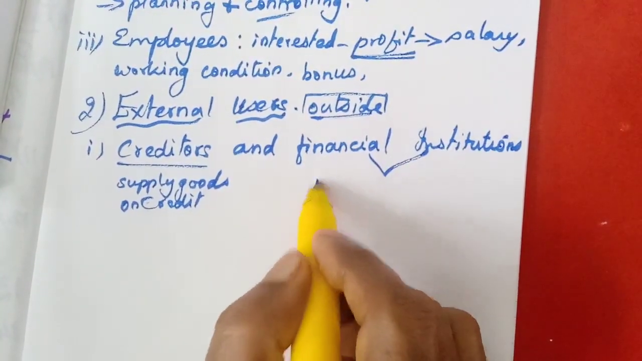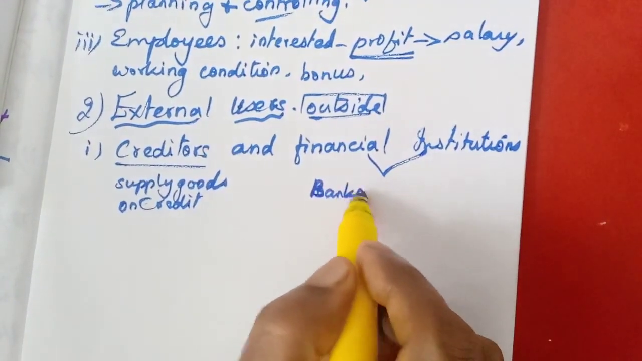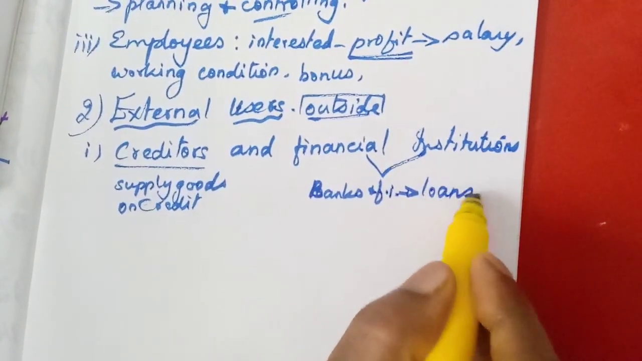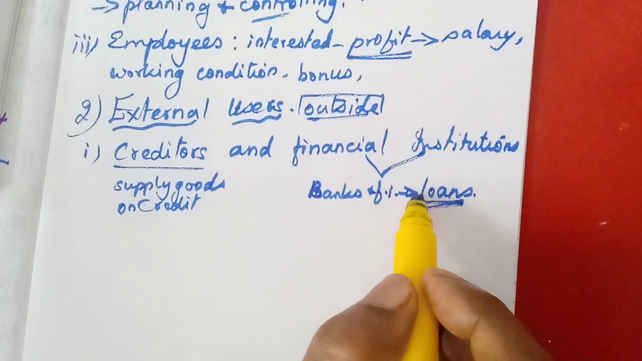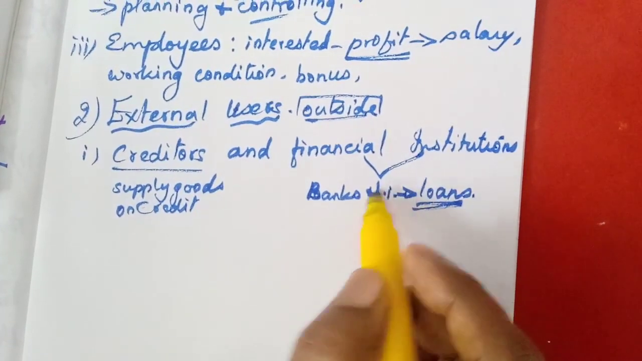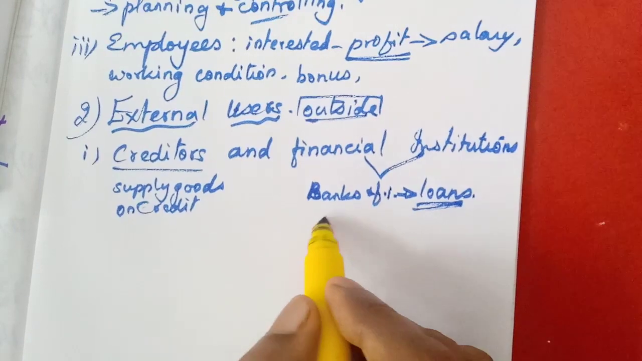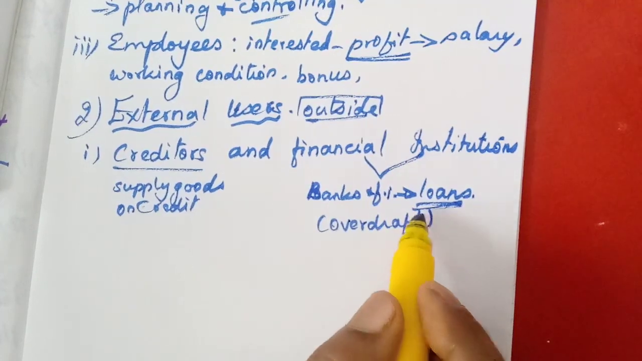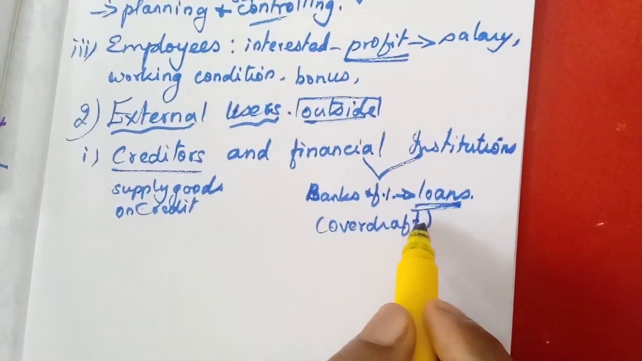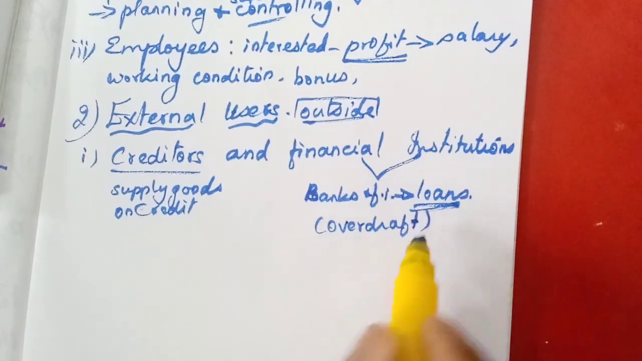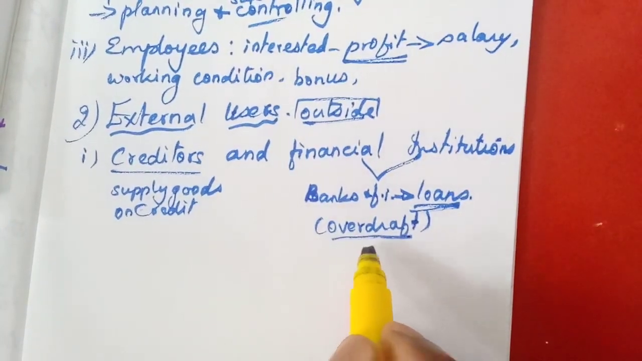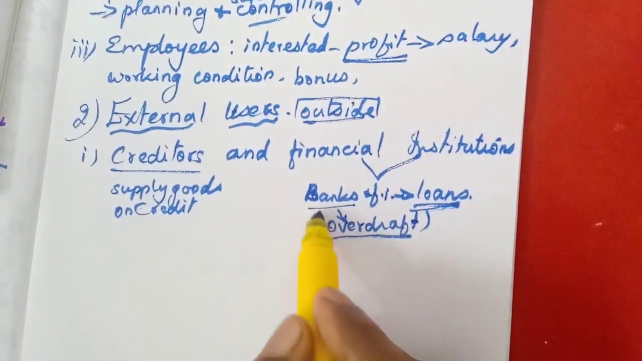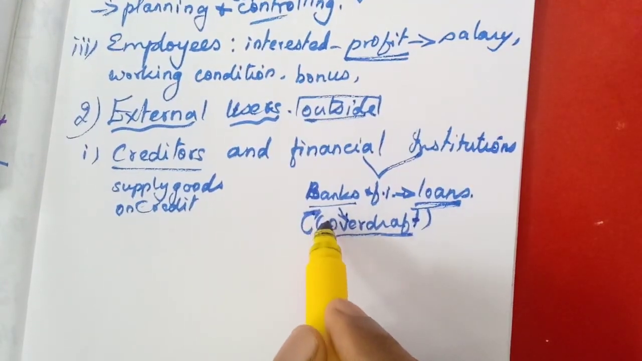Maybe the banks will come under this one. Banks and financial institutions that provide loans. Or we might have an open account in a particular bank. We have the facility of withdrawing more amount, that is called overdraft. Business people, if we withdraw more money than is available in our bank account, that facility is called overdraft. So that bank will be very particular whether this concern is able to repay this overdraft to the bank within a short period of time.